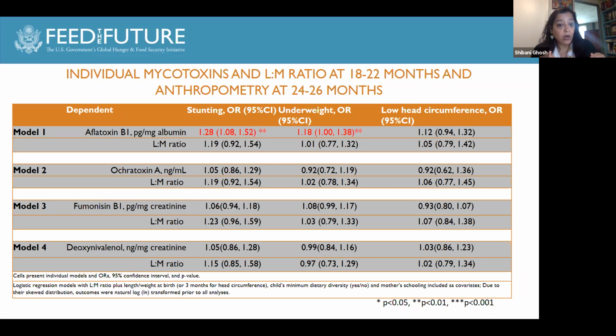So that was the only model where we found a significant association between a mycotoxin, in this case aflatoxin B1, and the specific anthropometric outcomes. None of the models with the LM ratio was significant. Next slide, please.